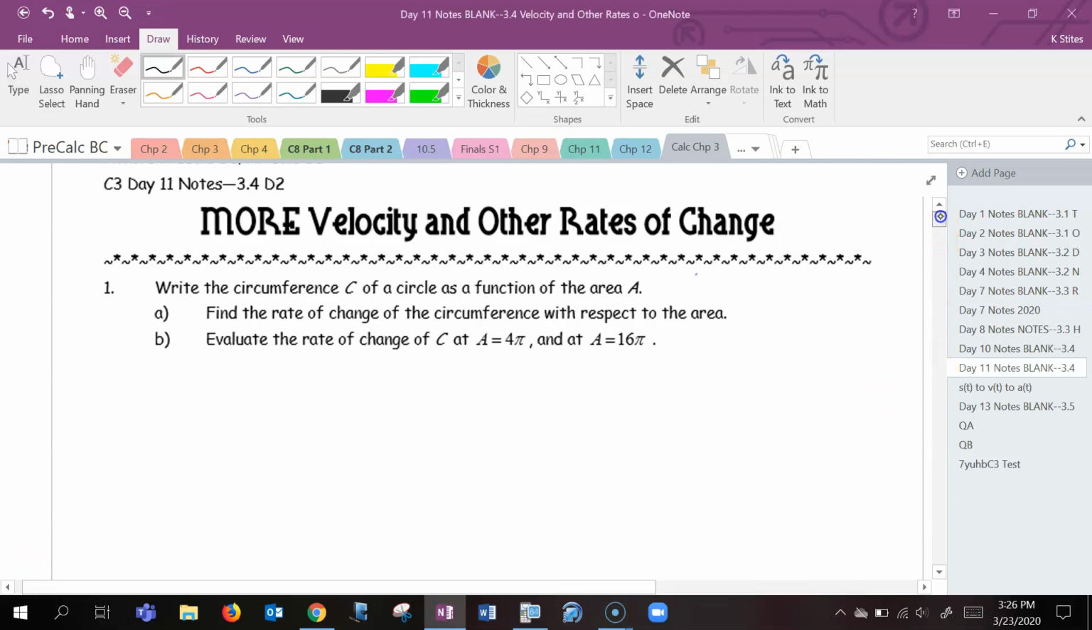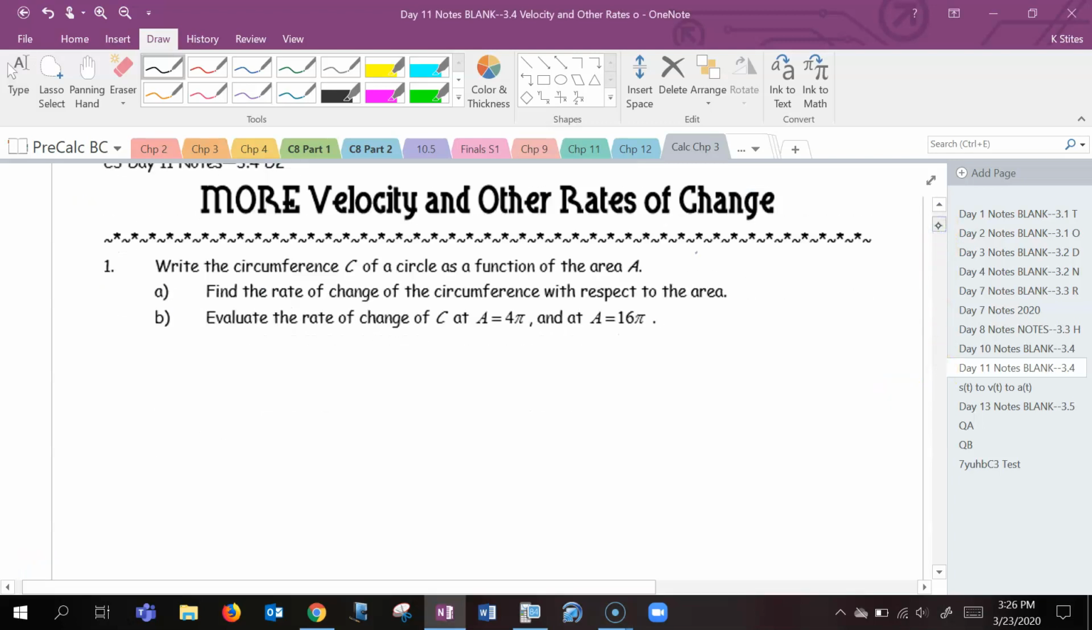Alright, Pre-Calc BC, on to day 11. Today we're going to talk more about velocity and other rates of change, and we're also going to explore what's happening in our velocity graphs some more.